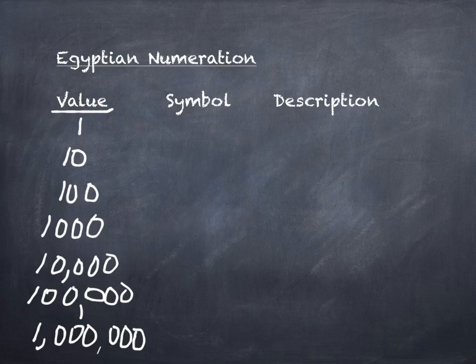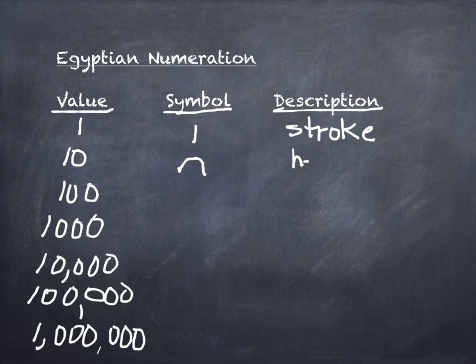The first symbol I can draw because it looks like that. And what we would call it is a stroke. I do okay on the number 10 as well, because that looks like this, which we've seen this symbol before. It looks like our intersection symbol, right? Upside down horseshoe or something like this. And they call this a heel bone.